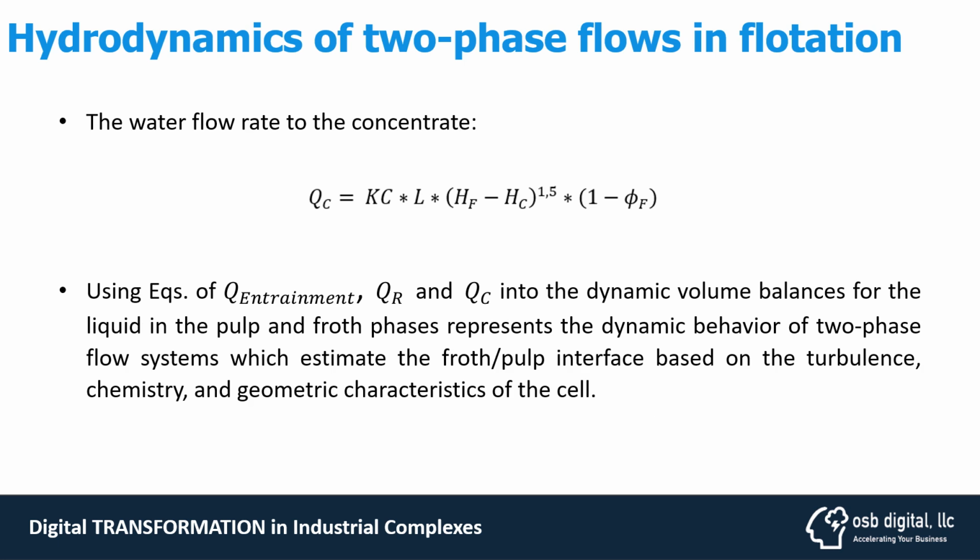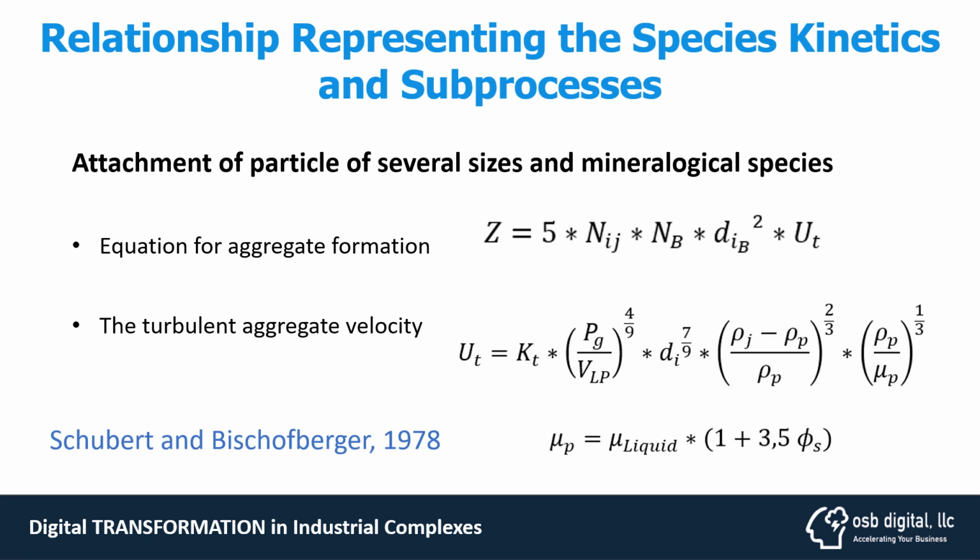This is the exit on the concentrate. The amount of water is proportional to the amount of air, of course, that is calculated with this equation that we have been able to validate over the years. So this equation defines the dynamic volume balances that represent the continuity balance of the two-phase flows in these flotation cells. This is the attachment defined by Kolmogorov's theory, a very elaborate result by Schubert and Bischofberger, and then those were included in my thesis, and we were able to characterize and parameterize it, and it has been very strongly defined.